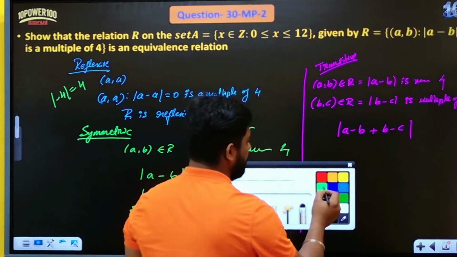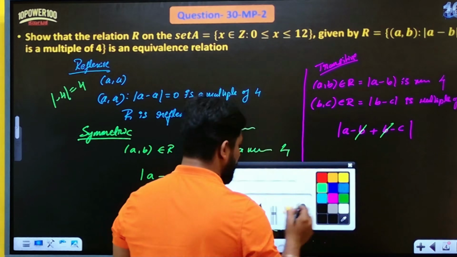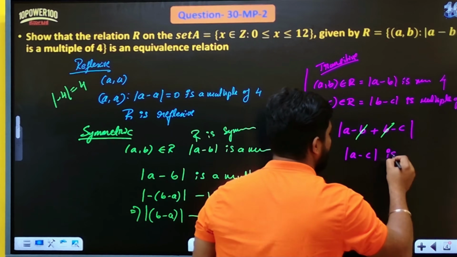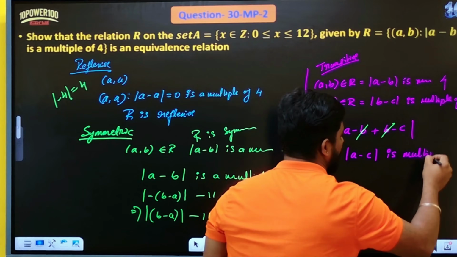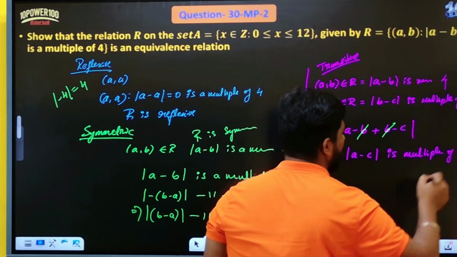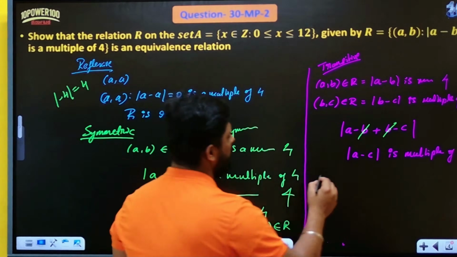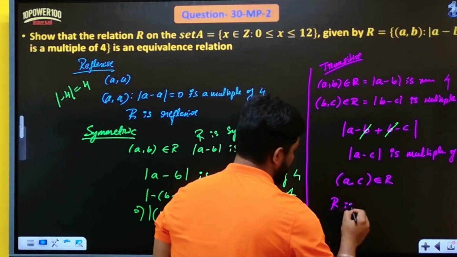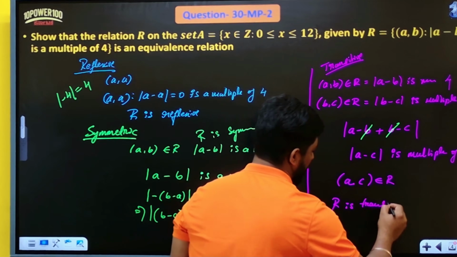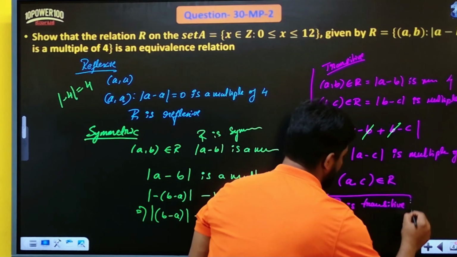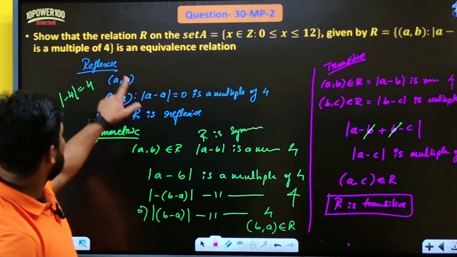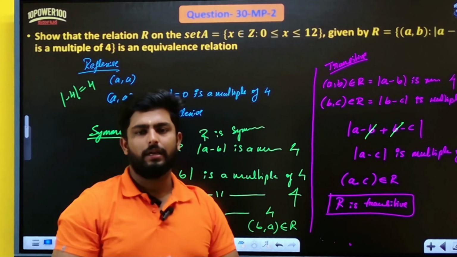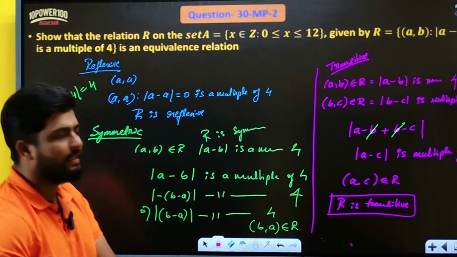So in this case minus B and plus B cancel out. Here we get mod A minus C. This will also be a multiple of 4. So with this we can conclude that even (A, C) also belongs to R. So R is transitive. R is transitive. So writing this much is enough. Okay, so for reflexive the same element comma same element, for symmetric this condition, for transitive this much. This is more than enough to get 3 marks, kids.